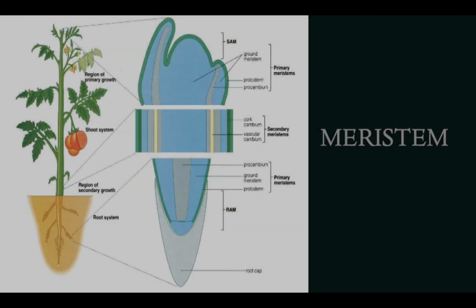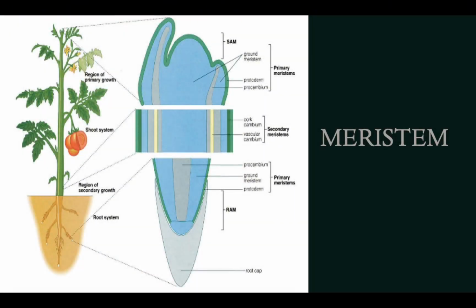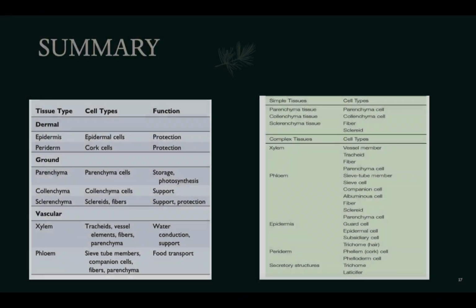As you can see in the picture, there are 2 primary meristems. The first one is at the tip of the branches of the plants, and the second one is at the bottom, where the roots of the plant are. And also there are the secondary meristems, which are in between the 2 primary meristems. So this is the summary of our presentation.